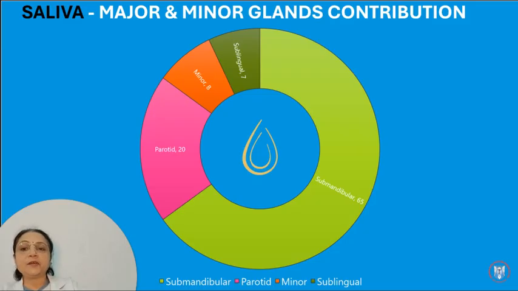Let's understand the contribution of the individual salivary glands in the production of saliva. The majority of saliva, that is 65%, is produced by the submandibular gland. Next, the parotid gland produces around 20% of saliva, while the minor salivary glands and sublingual salivary glands contribute to the minor portion of total saliva produced.